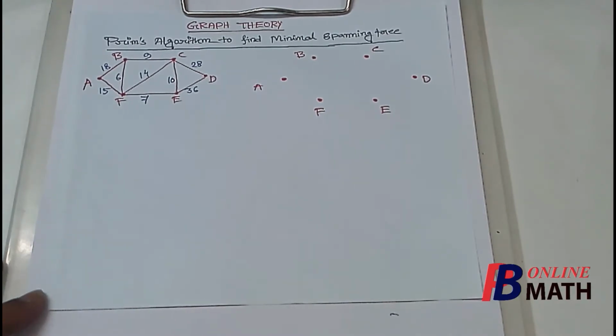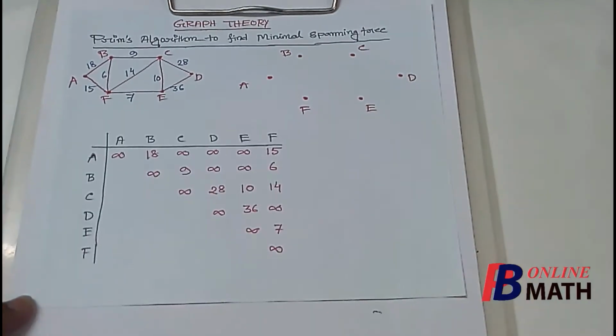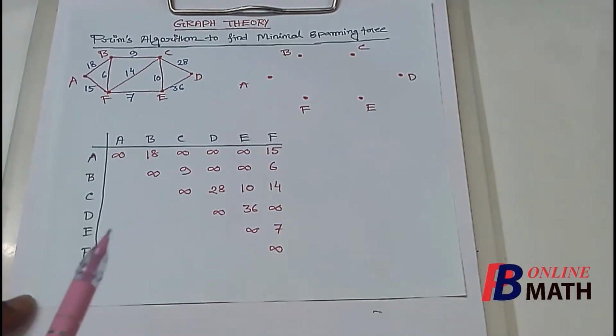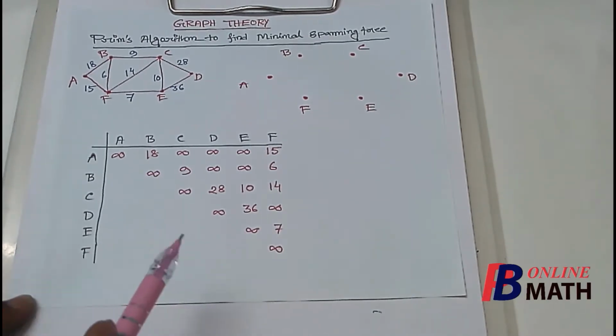Now in this algorithm we shall form a matrix, actually an upper triangular matrix, from which we can select the 5 edges. So let us form the upper triangular matrix. So we have constructed the upper triangular matrix. Now let us explain how to construct this matrix.